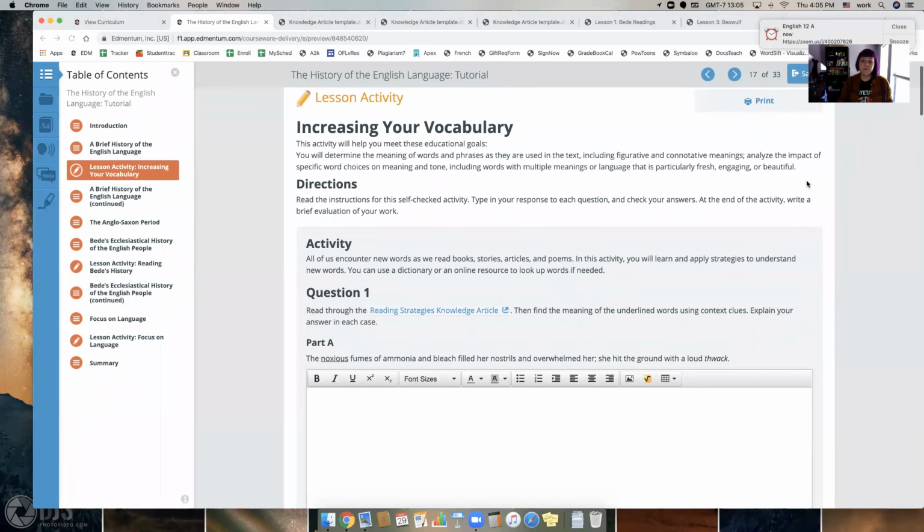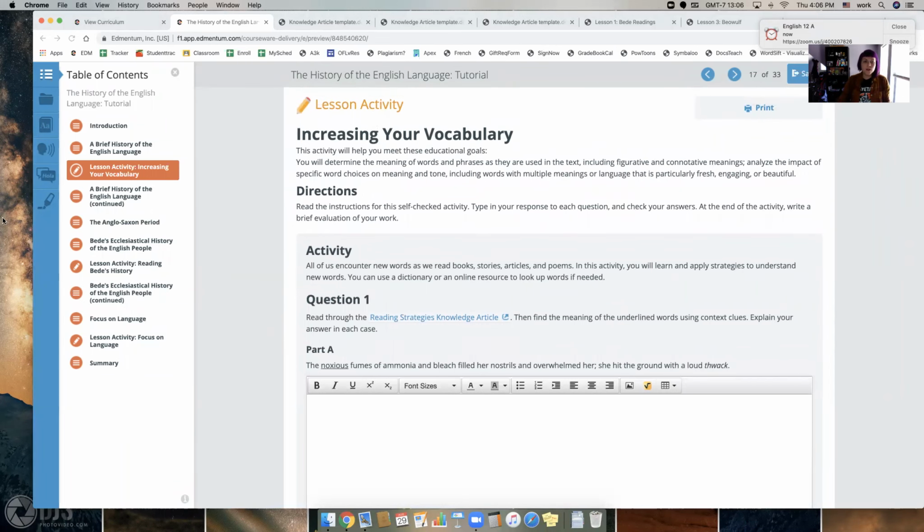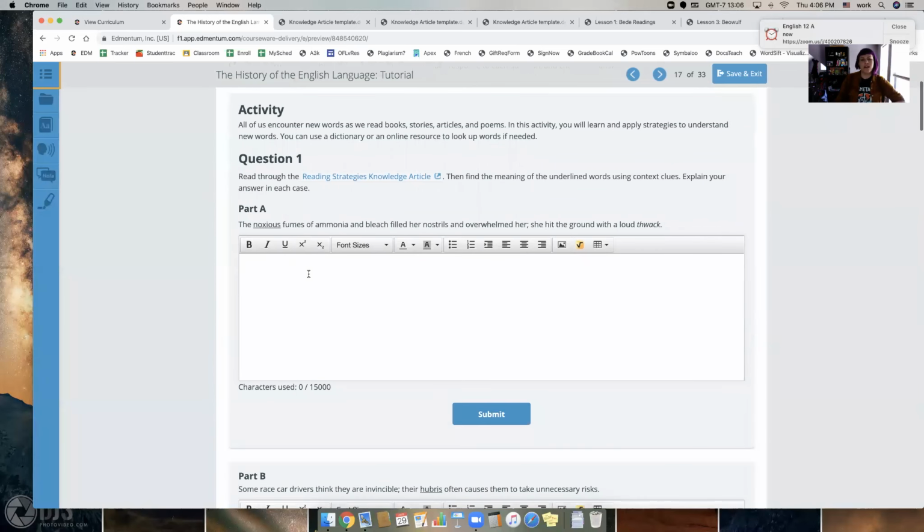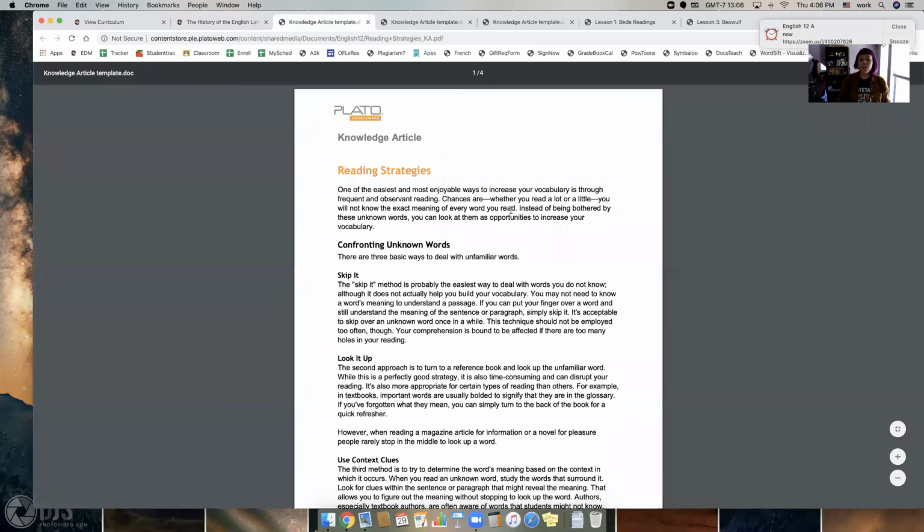All right, so cool. We're going to just start from the top. The first tutorial in our history of the English language, the first lesson activity is on increasing your vocabulary. These are actually some skills that we're going to talk about today that I'm huge fans of. The first one is understanding context clues. Hopefully you've had some experience of the idea of context clues.